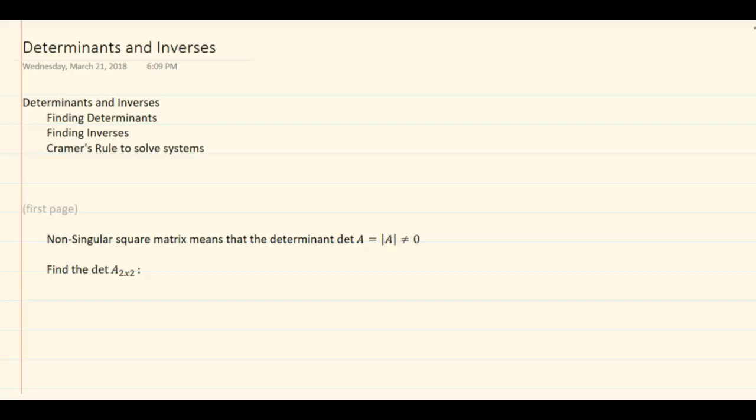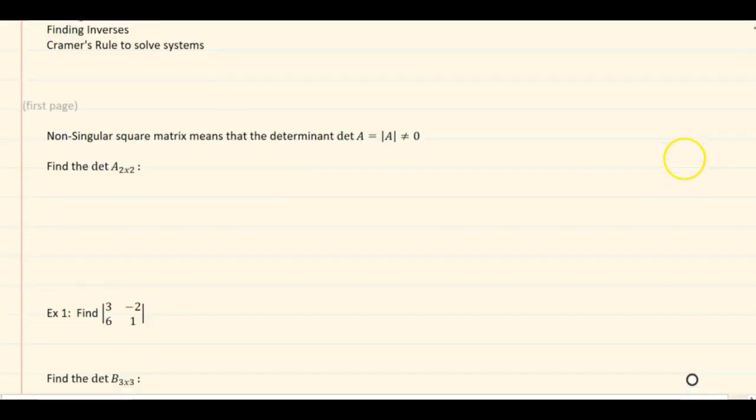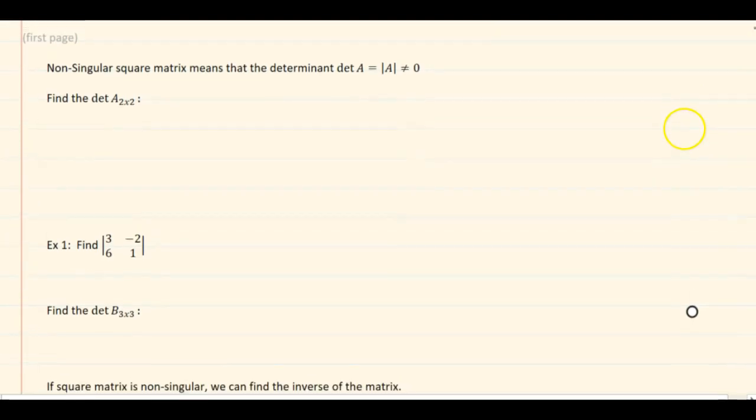This video is the lecture notes for determinants and inverses, where we will be finding determinants, inverses, and then using Cramer's rule to solve systems of equations. On our first page of notes, the first thing we want to do is talk about a non-singular square matrix, meaning that it's going to be a square matrix and that the determinant of that matrix will not equal 0.